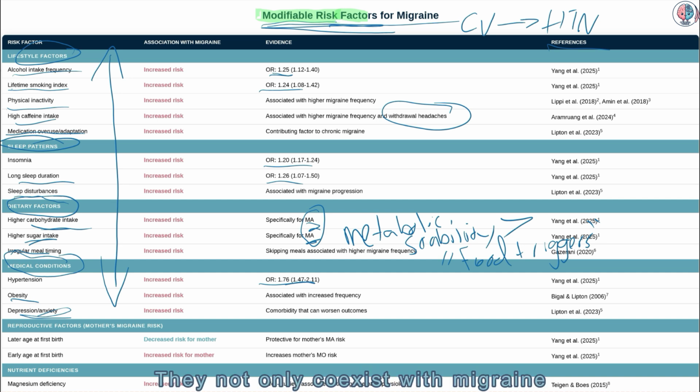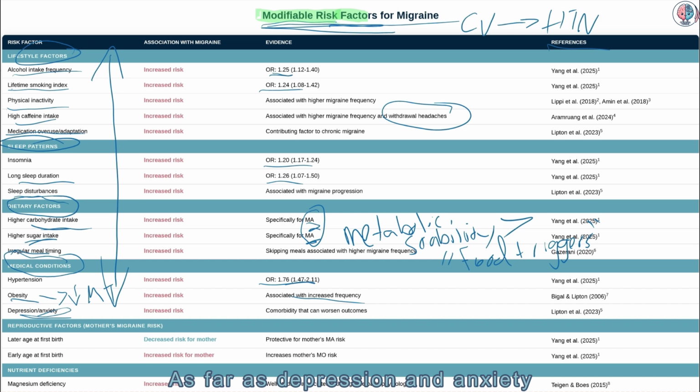They not only coexist with migraine, but they actively worsen outcomes. We know that adipose tissue, aka fat, provides an inflammatory state for patients. Therefore, this lowers migraine threshold. Let's say that's MT. So obesity will actually lower migraine threshold for migraine attacks, therefore contributing to migraine progression. So for patients with both obesity and migraine, even modest weight loss of 5 to 10% can reduce headache frequency.